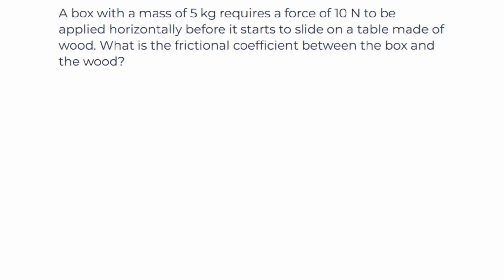Question 6. A box with a mass of 5 kilograms requires a force of 10 newtons applied horizontally before it starts to slide on a table made of wood. What is the frictional coefficient of the box and the wood?